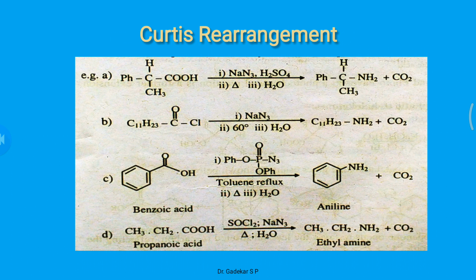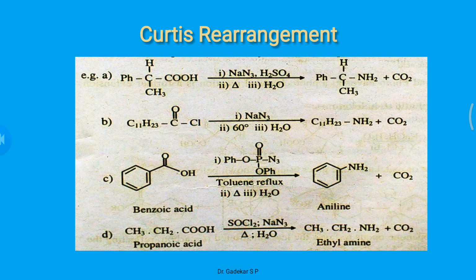Another example of Curtius rearrangement reaction. So here, acid reacts with sodium azide in presence of H2SO4 in the first step to form acyl azide. Then this acyl azide, on heat, forms an isocyanate, and isocyanate hydrolysis in the third step forms an amine and decomposes to CO2 gas.